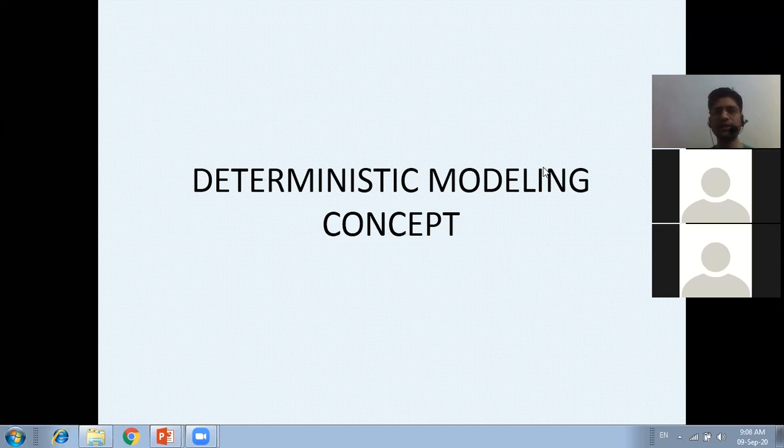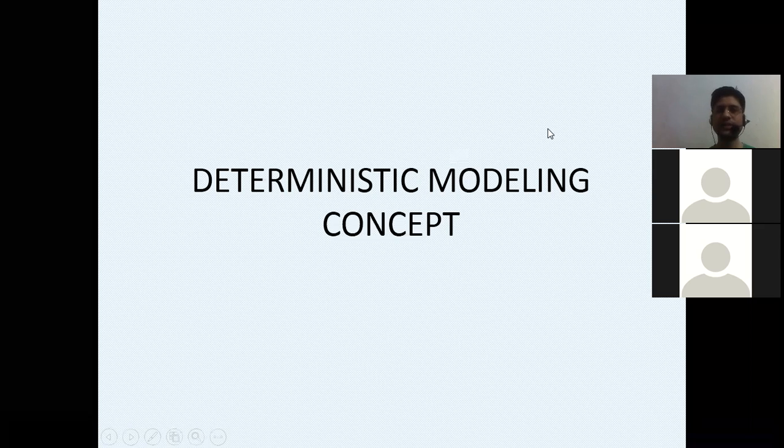So let's start deterministic modeling. This is good. I need this kind of interaction in my class. Only then can I understand that you are all awake and studying in this class, right? This activity can happen properly in the physical mode of teaching. Let's have this in online mode also.